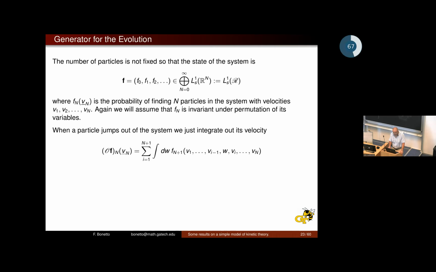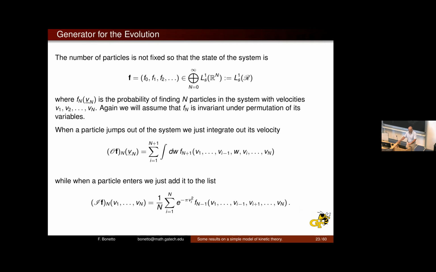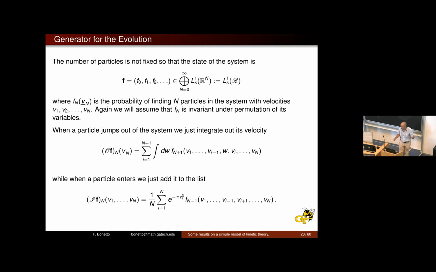So I'll have two generators, or operators, to describe my evolution. One is the out operator, which means that I take one particle, it jumps out, so I just integrate over it. At every level I have to do this, and each particle has the same probability of jumping out, so this term is order n. Then for the in operator, I take and add a particle, with the factor e to the minus pi vi squared for the new particle. The sum in front is just to maintain invariance by permutation, so you can put it anywhere. This term is order one.